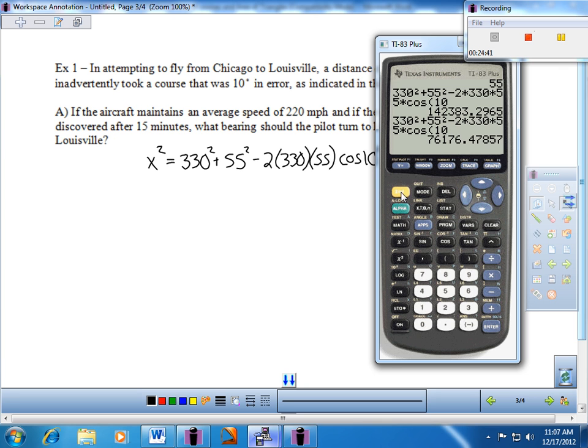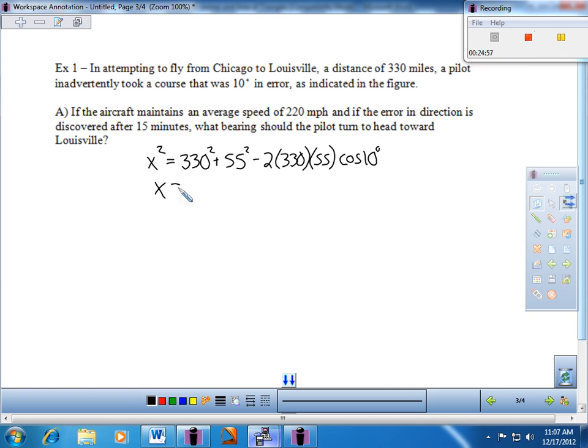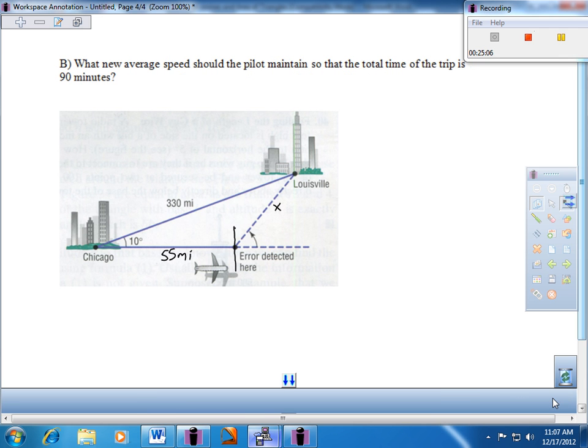And of course, everyone, let's go ahead and square root this. So square root of that answer. And there we have it, about 276. All right, close enough that we'll just go with 276. So on your paper, everyone, let's write that x is 276 miles. And I think we're going to need that, by the way. So 276 miles.